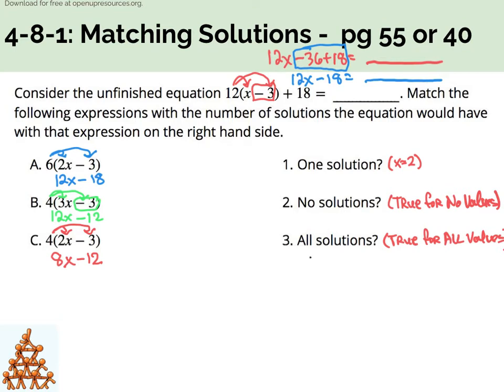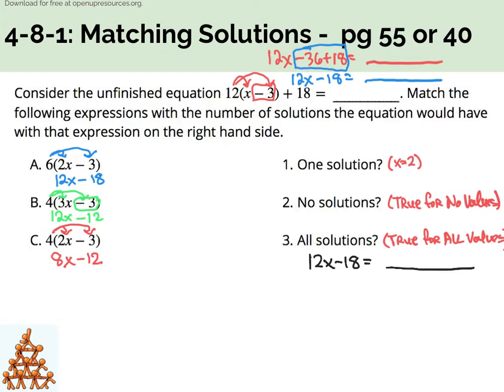I have 12x minus 18 equals blank. Okay, and again, remember, true for all values means both sides are going to be exactly the same. So what can I put in there? Let's look at it. Well, A has 12x minus 18. Over here, it has 12x minus 18.